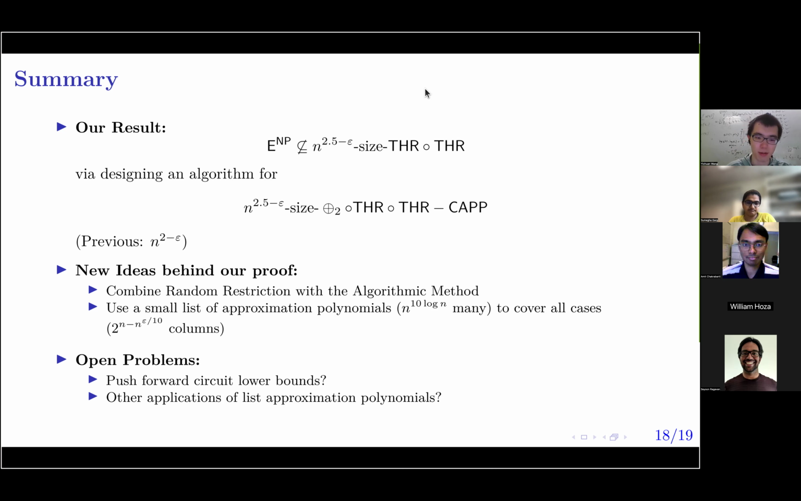And some remaining open problems. First, obviously, how can we push for the circuit lower bounds? What's the next step in threshold circuit lower bounds, or also for general circuit lower bounds? And another problem: for this approximation polynomial technique, can we find some other applications for it?